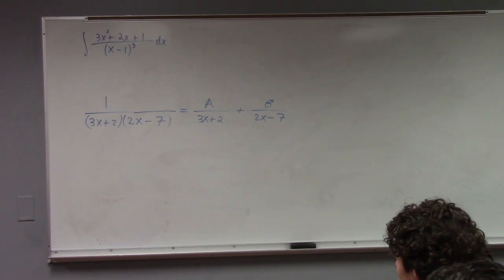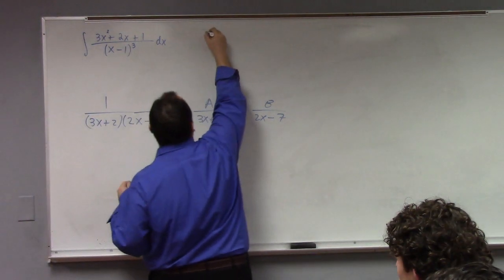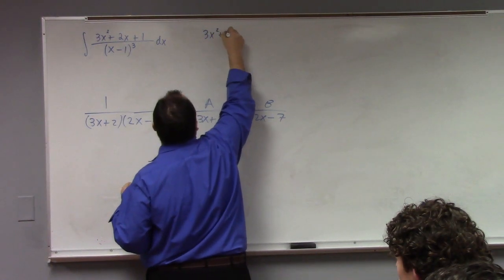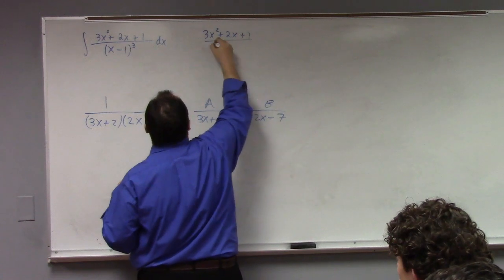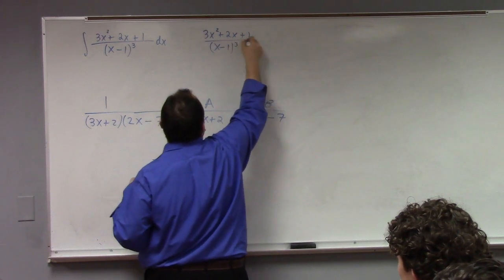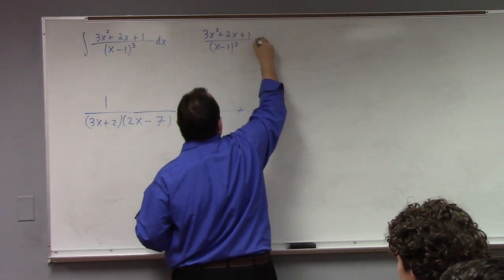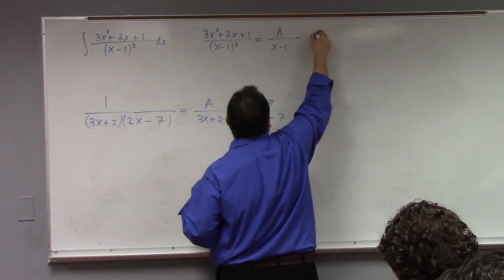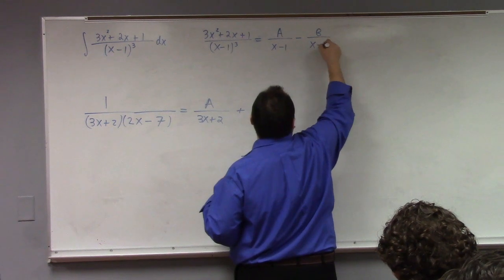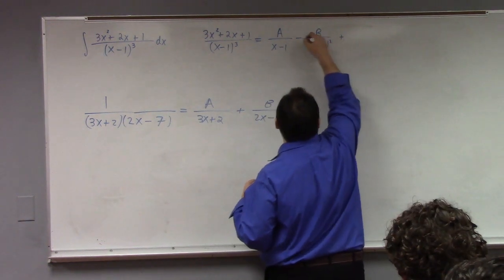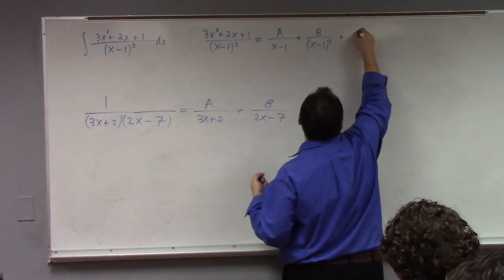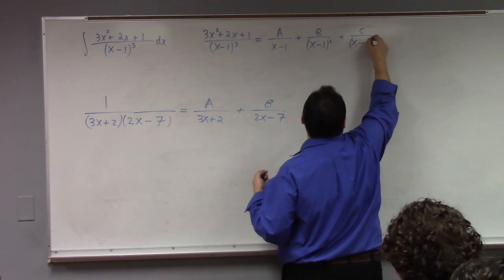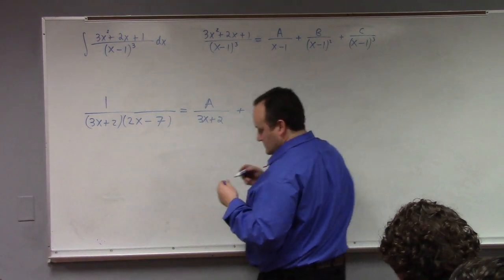Now that I got that out of my system, what's the partial fractions for the one I've just posed? A over x minus 1, plus B over x minus 1 squared, plus C over x minus 1 cubed.